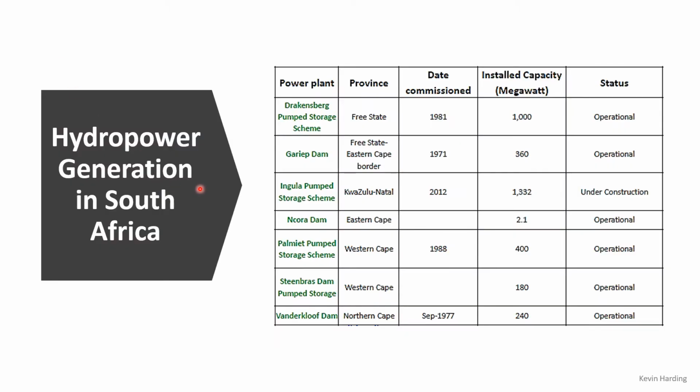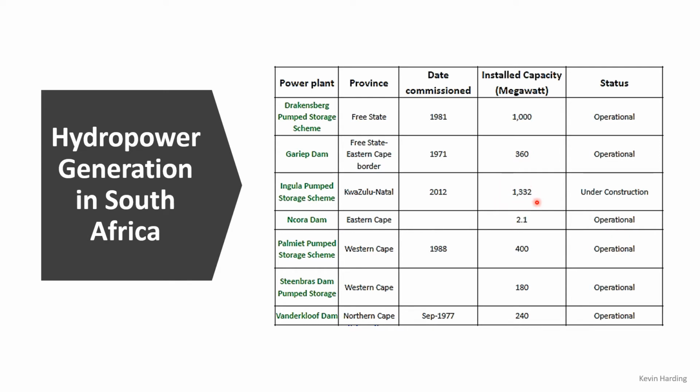In South Africa, we do have some hydropower generation. So we've got 1, 2, 3, 4, 5, 6, 7 dams all through the Free State, KwaZulu-Natal, Eastern Cape, Western Cape, and Northern Cape. Some were opened as early as 1977. This one here in 2012. I think I just need to check up on whether it is under construction still. I doubt it. It's probably either operational or been a very long process to get it going, I would imagine.